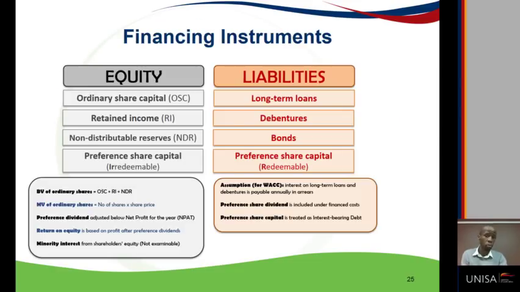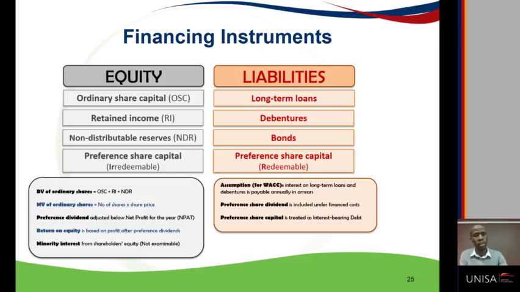Now, guys, it's actually important for us to know what falls under equity and what falls under liabilities, to be able to establish exactly how much is debt and how much is equity. So under equity, what I've got is ordinary share capital, retained income, non-distributable reserves, and preference shares that are irredeemable. So this is money that is not going to come out of the business, like the funders are not going to demand it back per se.